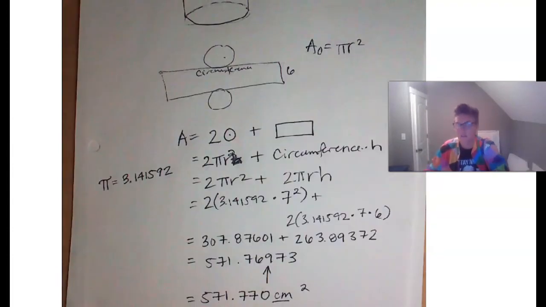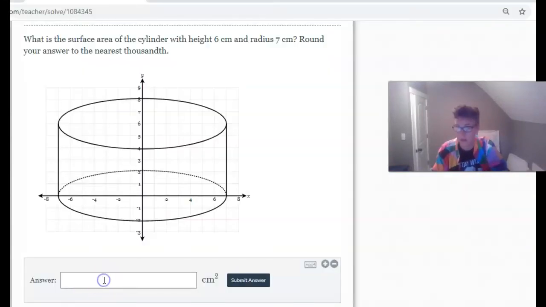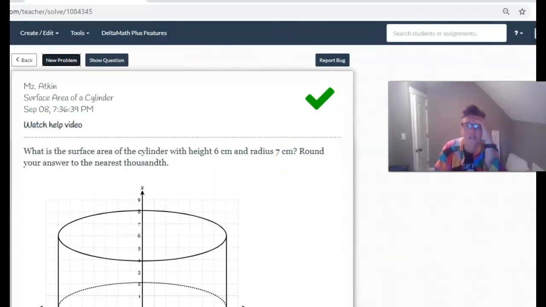I don't know. Not as concerned about that. More concerned about the actual number. It was units squared, so 571.770, submit answer, totally sure, check in the box.